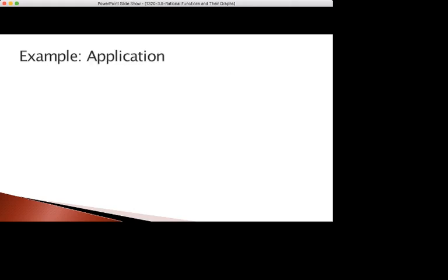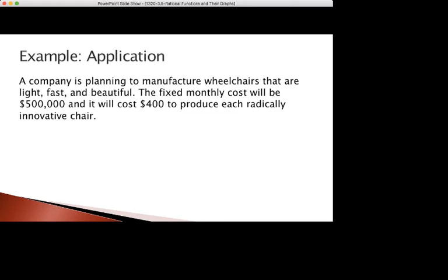Now let's move on to application. Let's consider the problem. A company is planning to manufacture wheelchairs that are light, fast, and beautiful. Okay, apparently you can have beautiful wheelchairs. I didn't know that, but apparently you can. The fixed monthly cost will be $500,000, and it will cost $400 to produce each radically innovative chair.